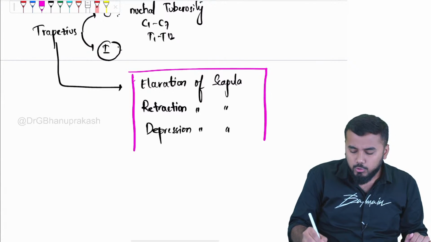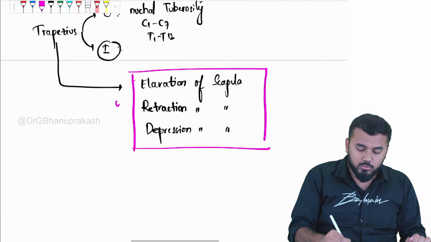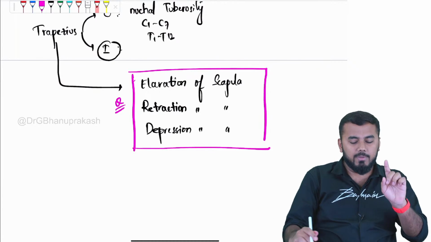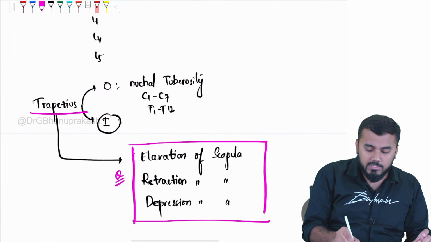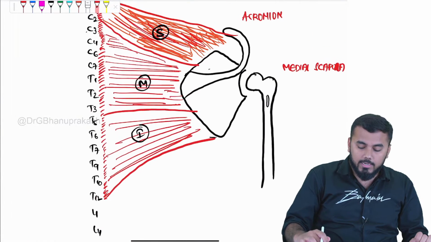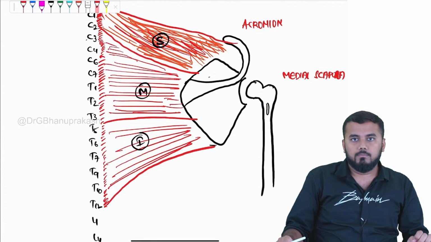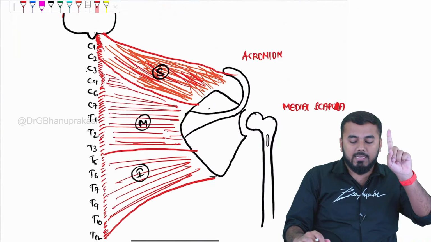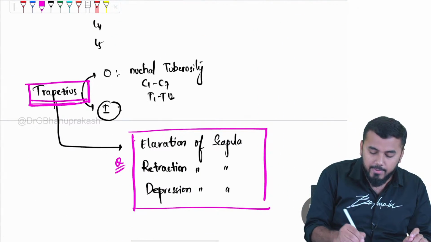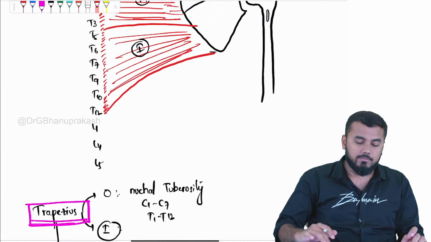Right now you came to know many important MCQs. Elevation, retraction and depression of scapula is done by a single muscle, that is the trapezius muscle. So the first muscle of the back we studied is trapezius. I'll make a box later.